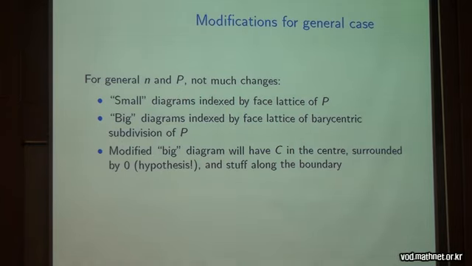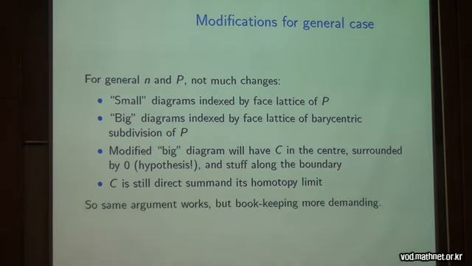So in other words, if you go to the homotopy limit of that kind of diagram, C will still be a direct summand of the whole thing. It's really the exact same arguments, it's just that the bookkeeping becomes quite a bit more demanding. So that is the strategy of the proof in general.